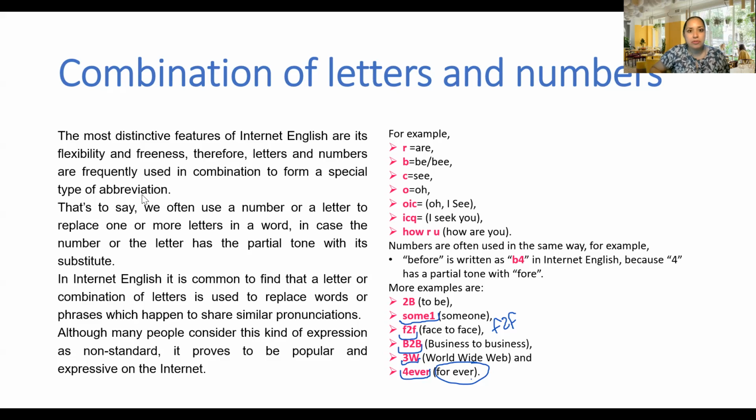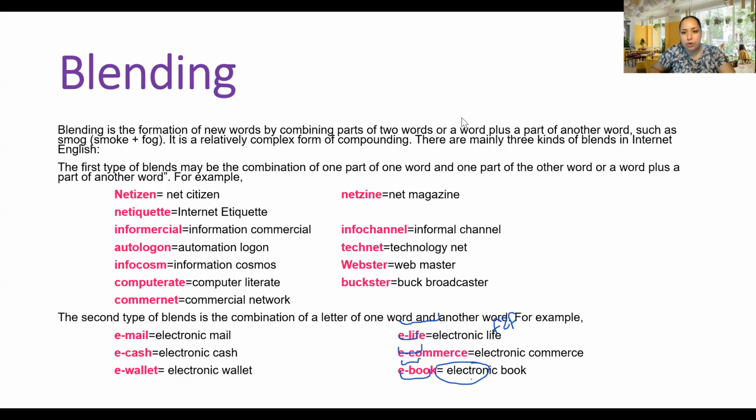Okay, so let's keep moving forward. I need to clean this up because it's going to show on the next slide. I'm going to clean it, little drawing. And there's another type, which is called blending. So far, we have seen regular abbreviations, then clipping, acronyms, and the combination of letters and numbers. And there's another one like this that is called blending.